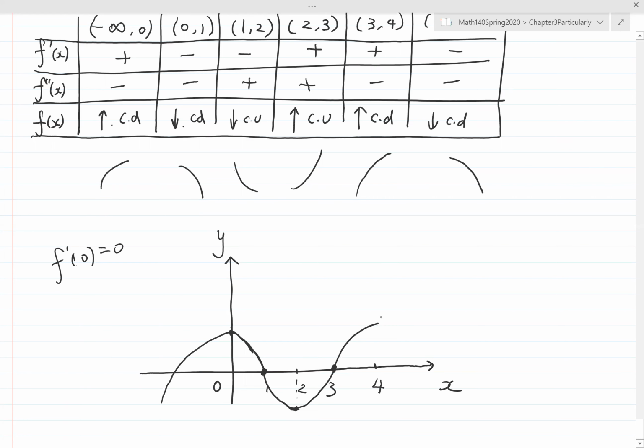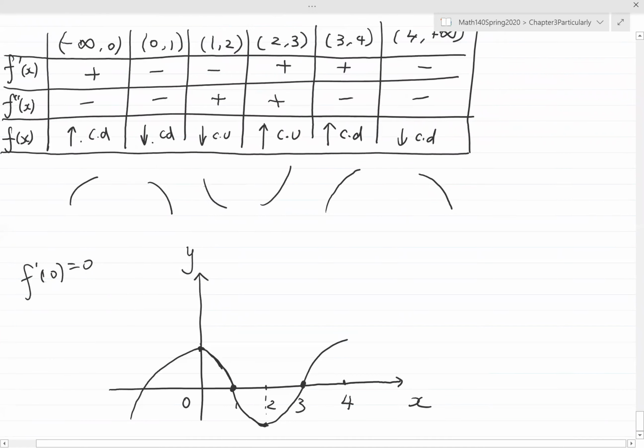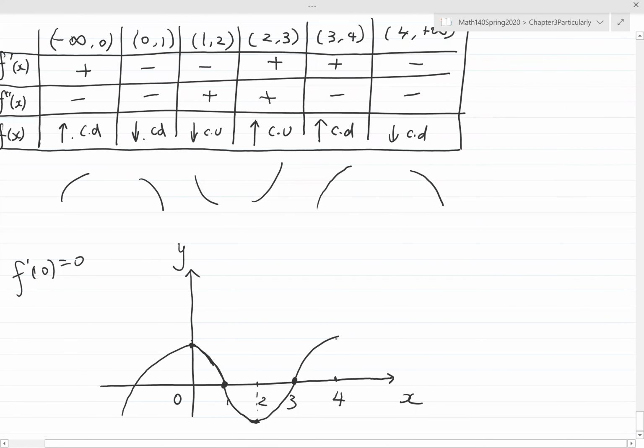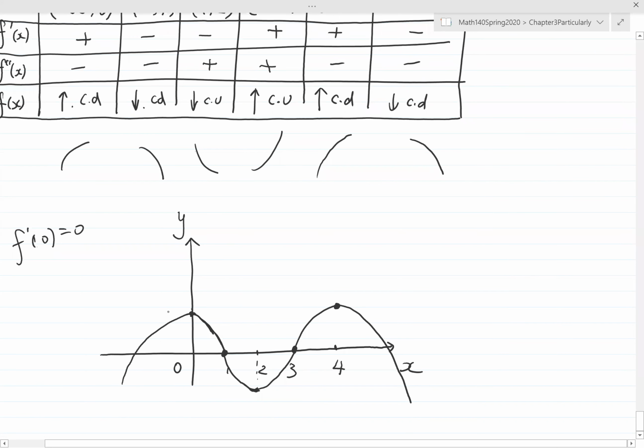Now, again, at 4, it's a horizontal tangent line. The rate of change vanishes from 4 to infinity. So it's decreasing, concave down. Now you see at 0 and 4, we have horizontal tangent lines, so the derivative at 0 and 4 vanishes. Then we are actually done for this problem.